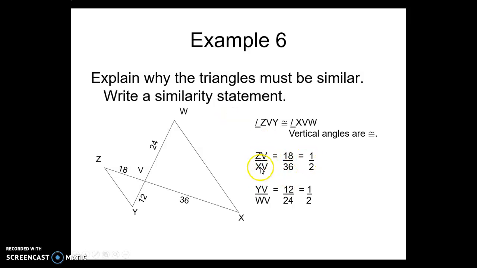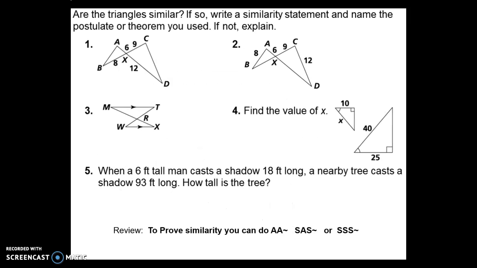So basically, the ratios of the two corresponding pairs of sides are equal, and that's a beautiful thing. By the side-angle-side similarity theorem, we know that these two triangles are similar. Just make sure you match up the angles that go together, like Z matches up with X, and V and W go together, and Y and W go together. You want to make sure to go with the sides in the right order. You can go smallest to largest or largest to smallest, but you have to be consistent in the same order.